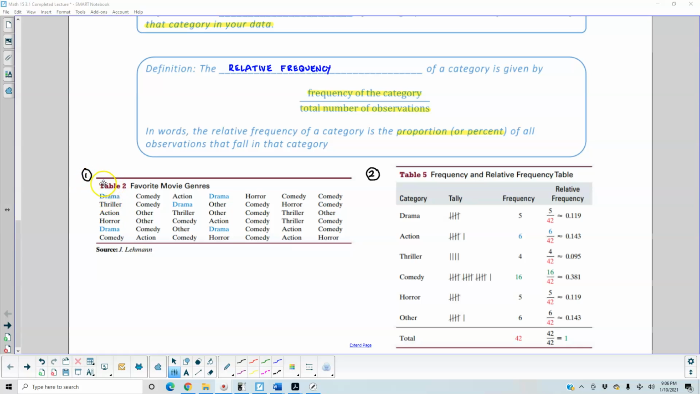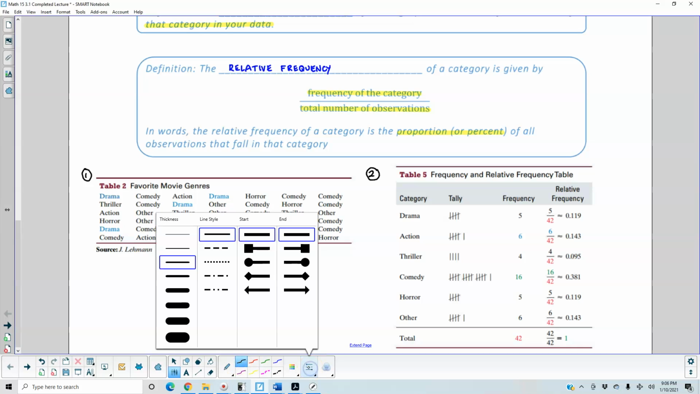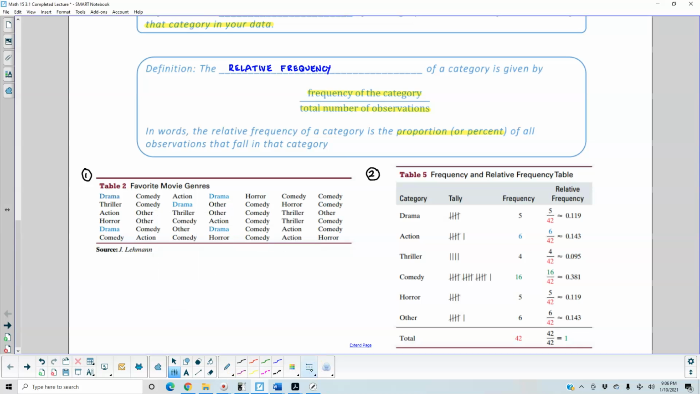In part 1, it says table 2, favorite movie genres. So you can see all the genres for the favorite movies. Now, if you look at that, the important thing is we need to know how many there are total. So if we count up all these genres listed here, the total amount that we have is 42. So it's really important to know what that total is.